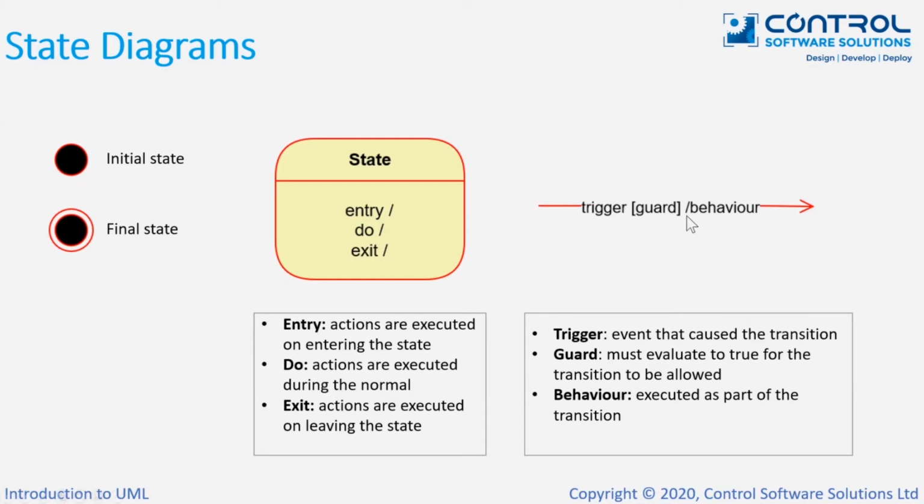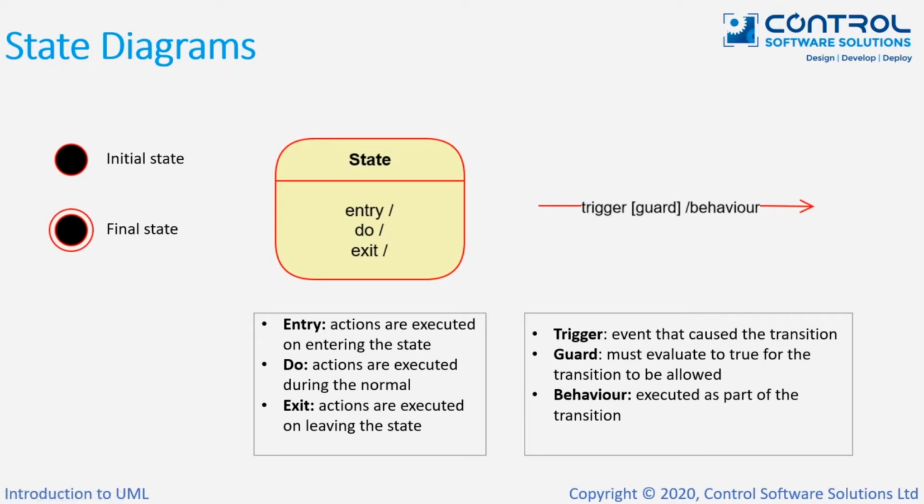Then we have the square brackets and we have a guard. A guard is something that has to be true for that transition to be allowed. For example, you might only go to run if system equals healthy. So the trigger might be someone pushing start, so instead of trigger, we might say on push start. But then the guard that says whether that's allowed to happen or not might be system equals healthy. And then when you see a slash and a word, that means a behavior.